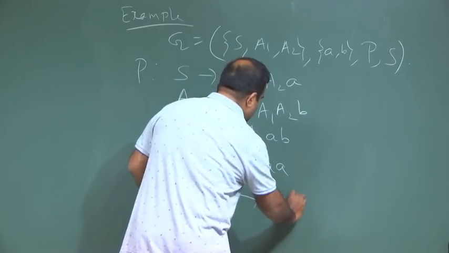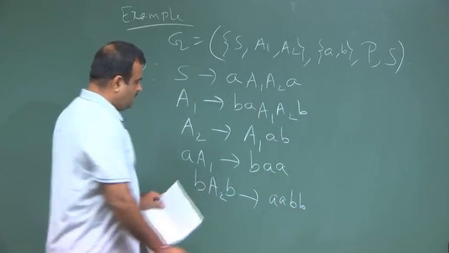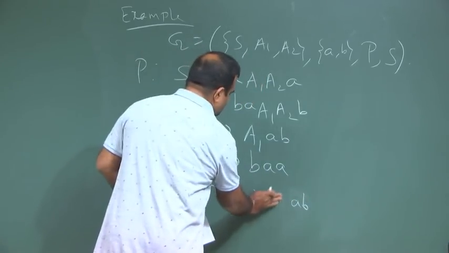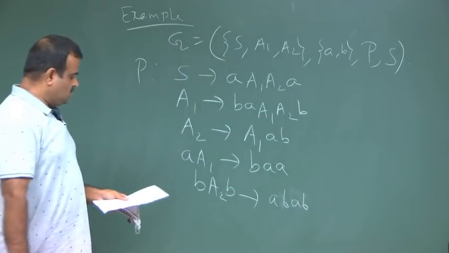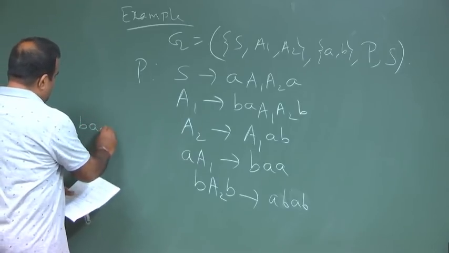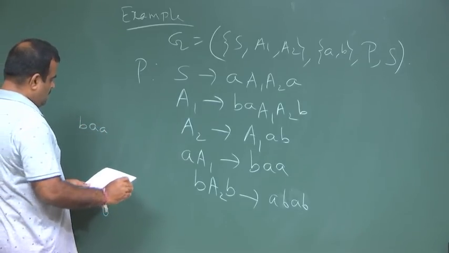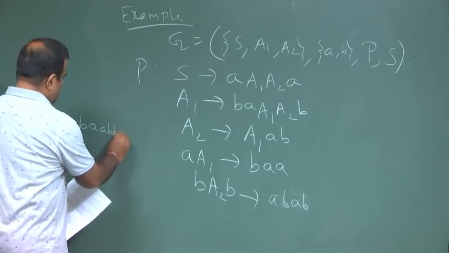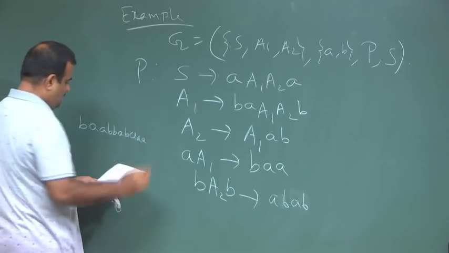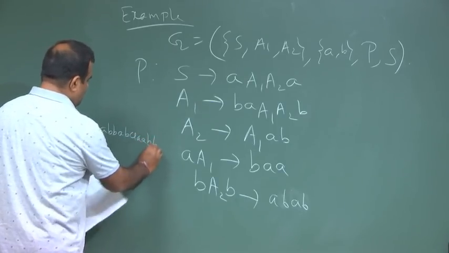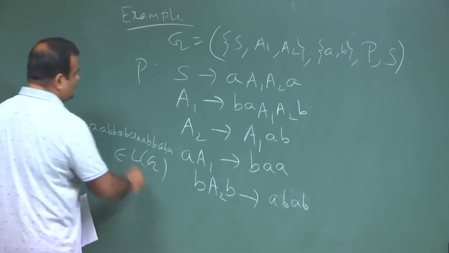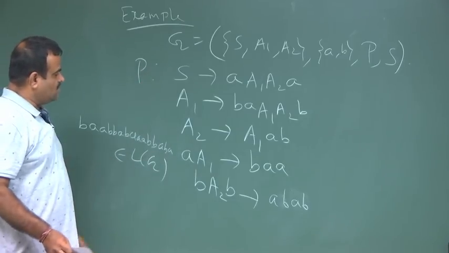So, these are our rules. Now, we can easily check that this BAA, then BB, AB, then triple AAA, then BB, ABA. We can check this belongs to L of G. We can just follow this rule and we can derive.